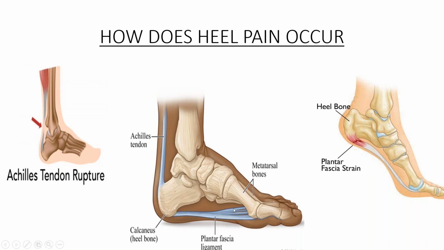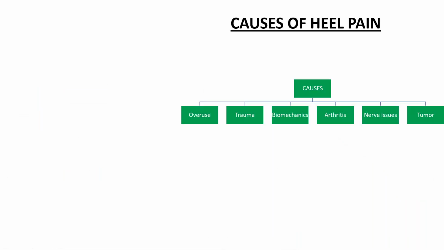What are the reasons when your ligaments or your tendon gets ruptured? Even that is important, right? So let's talk about it. So here are the causes of heel pain. There are roughly 6 causes. Let's take the first one. The first one is overuse.